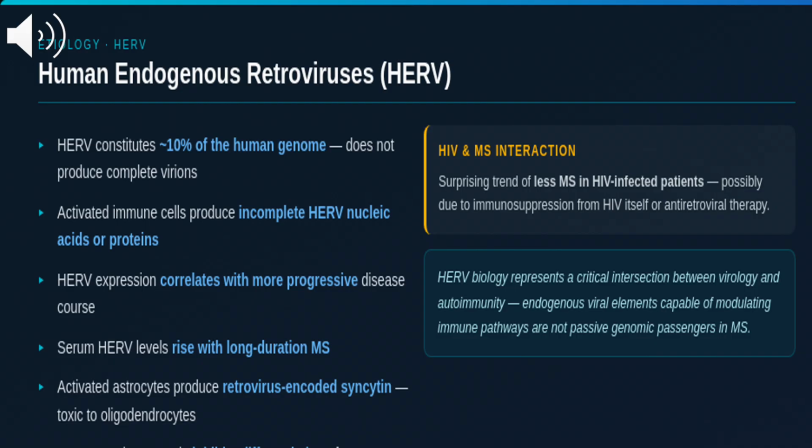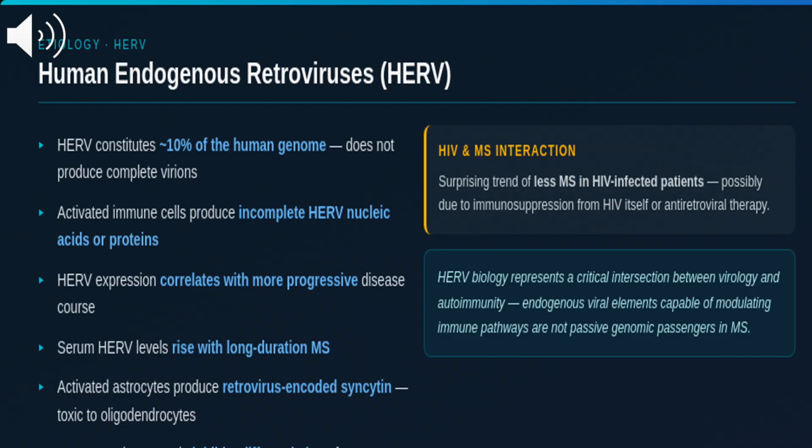The key finding is that HERV expression correlates with a more progressive disease course, and serum HERV levels rise with increasing duration of MS. This suggests that as the disease progresses, the immune system loses increasing control over these endogenous genomic elements. Two mechanisms by which HERV products may cause damage are particularly well characterized.